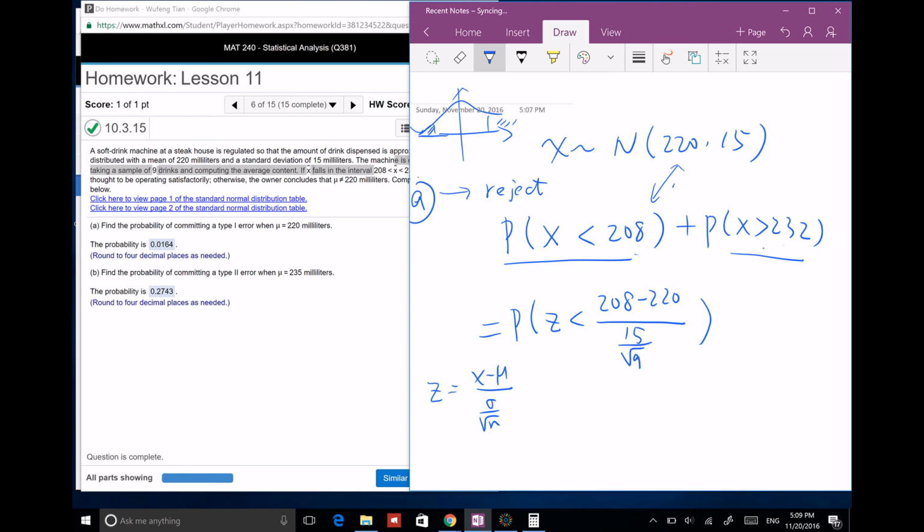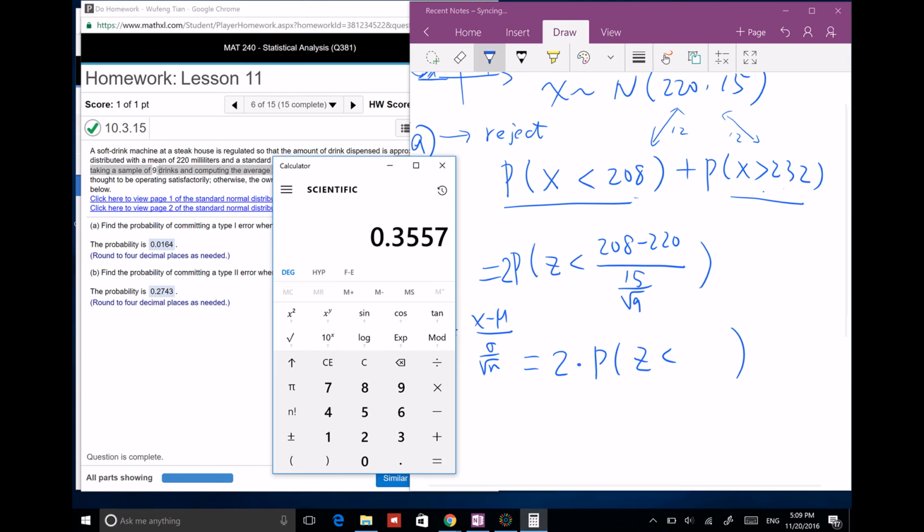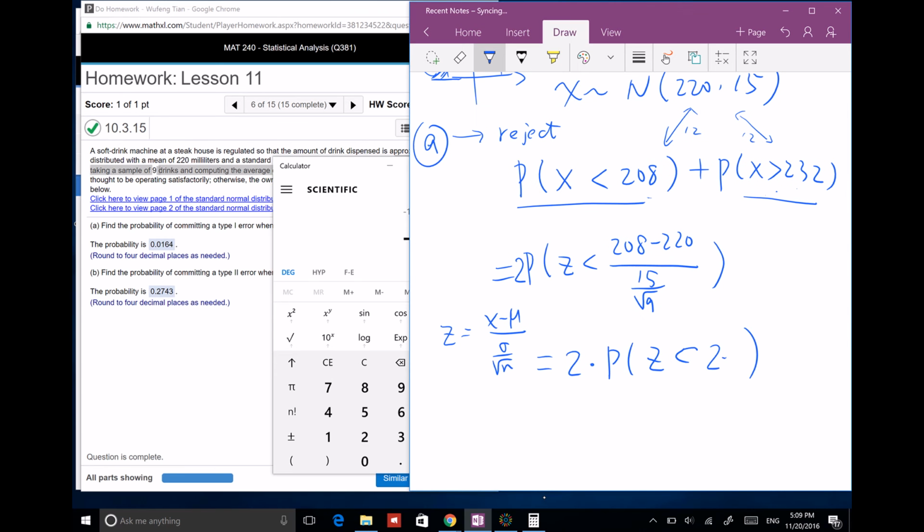Compare this one to this one, it is 12. This one to this one is 12. So it's symmetric, so you just multiply by 2. That'll be enough. So 2 times the probability of Z less than, what you need to do, 208 minus 220, divided by 5, equals 2.4. So Z less than 2.4.